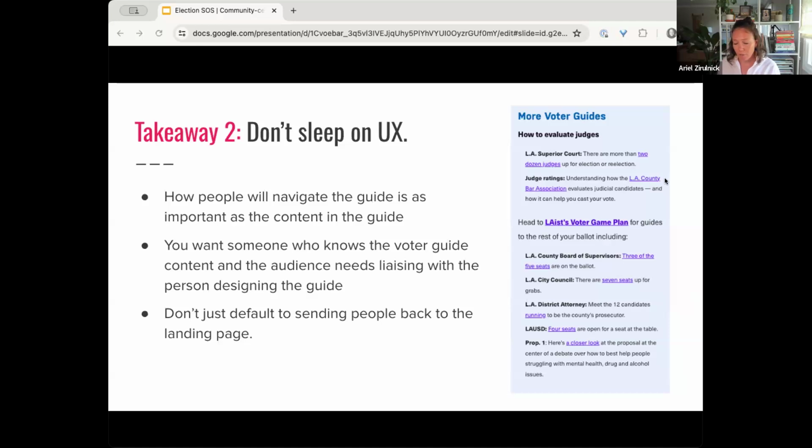At LAist, a lot of our voter guide traffic comes in through a specific guide. As Brianna noted, a lot of the voter behaviors are seeing something on their ballot, such as LA County Assessor, typing that into the search bar and finding the guide to the LA County Assessor. And so we realized that very early on at LAist and had to think a lot about how to help people move through the guide more easily.